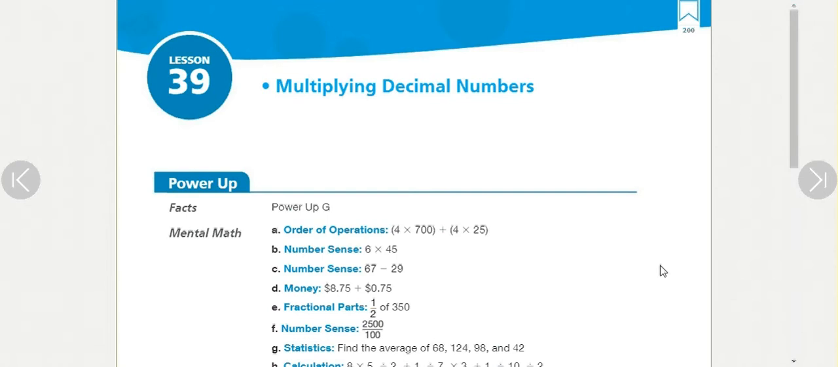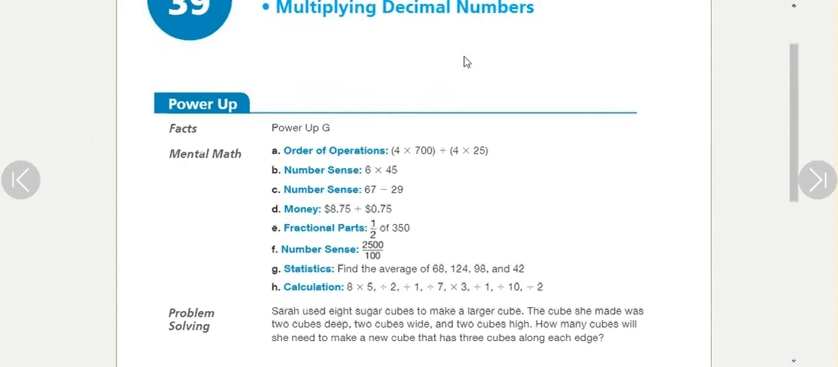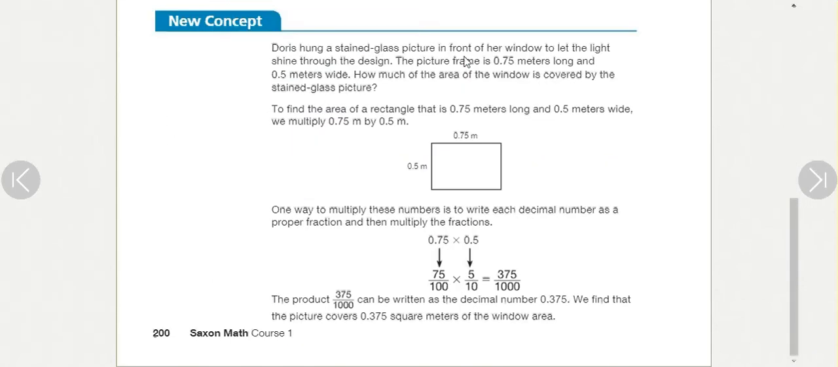Lesson 39 for course 1 is using decimals again. This time multiplying instead of add subtract. It's going to be a little different. If I needed the area of this rectangle pictured, we wouldn't add, of course. The formula for area of a figure like that is going to have us multiply these.